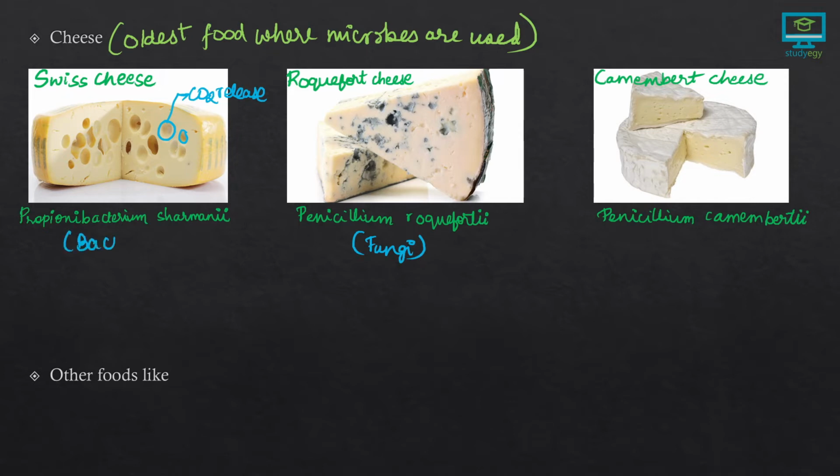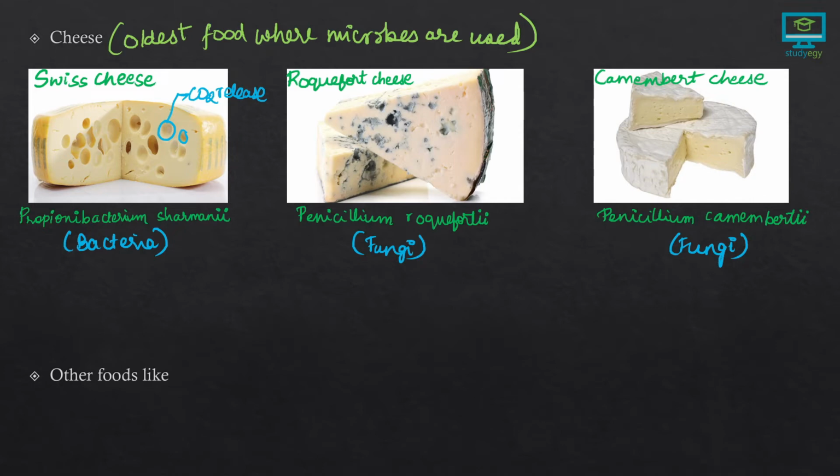One is a bacteria. Now coming to this Camembert cheese, again this is also ripened by a fungi. This is called Penicillium camemberti. So this is all about cheese.